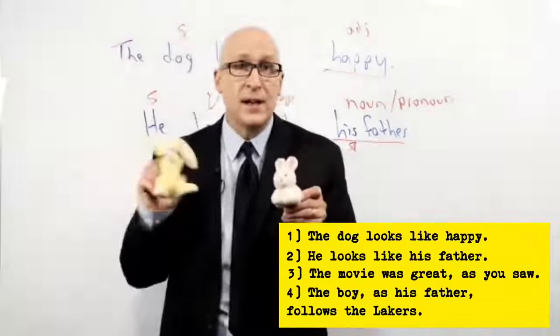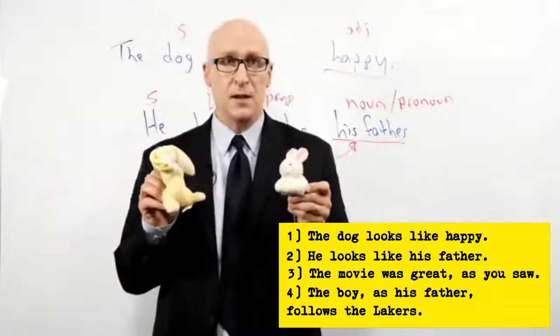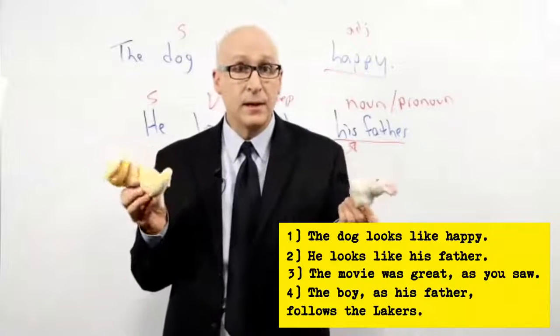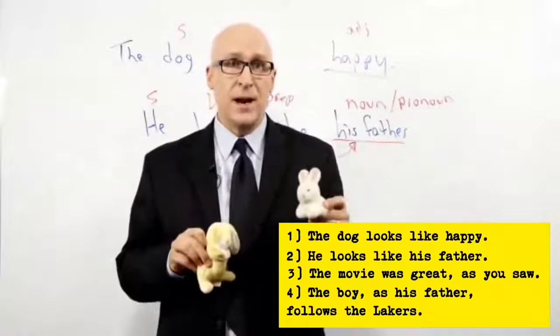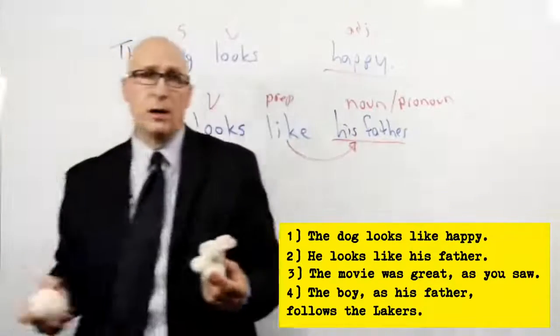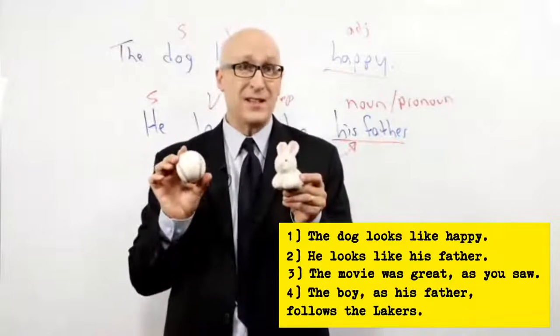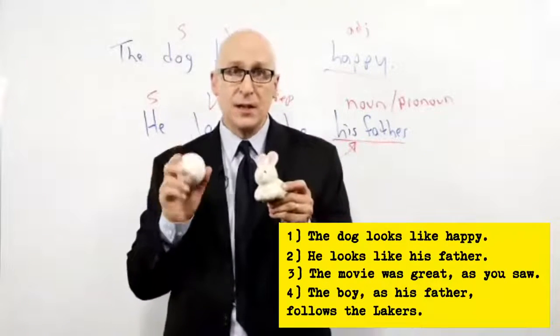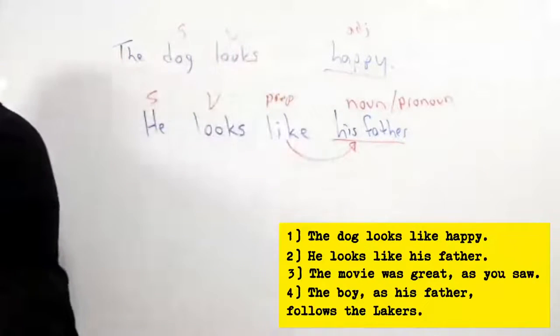This rabbit is like this rabbit. They're similar. Well, I mean, they're different colors, but they're both rabbits, right? They are similar. This rabbit is like this rabbit. They're nouns. Okay? Or this baseball is not like this rabbit. It's not like. Same structure. Not like, noun. Okay, so like plus noun.